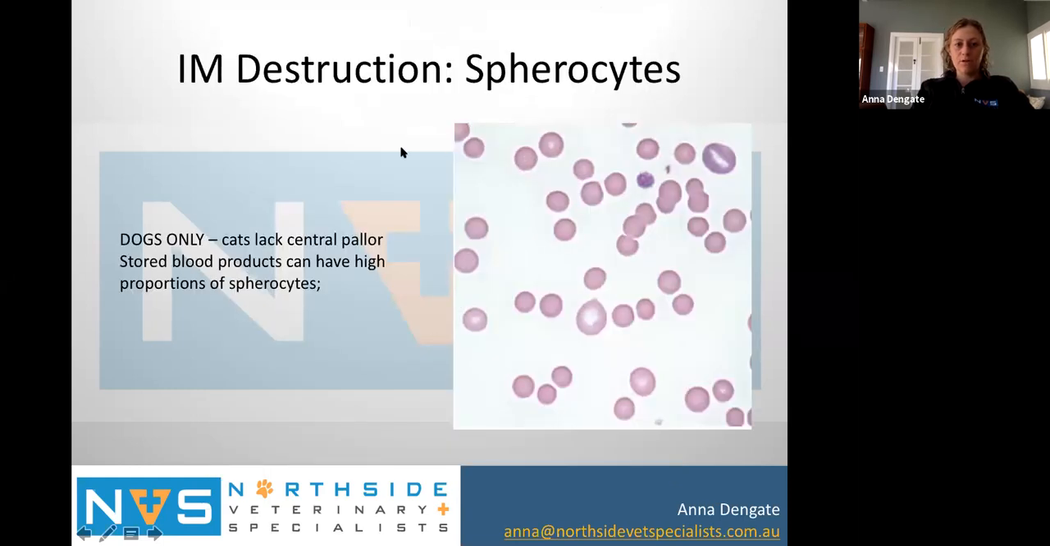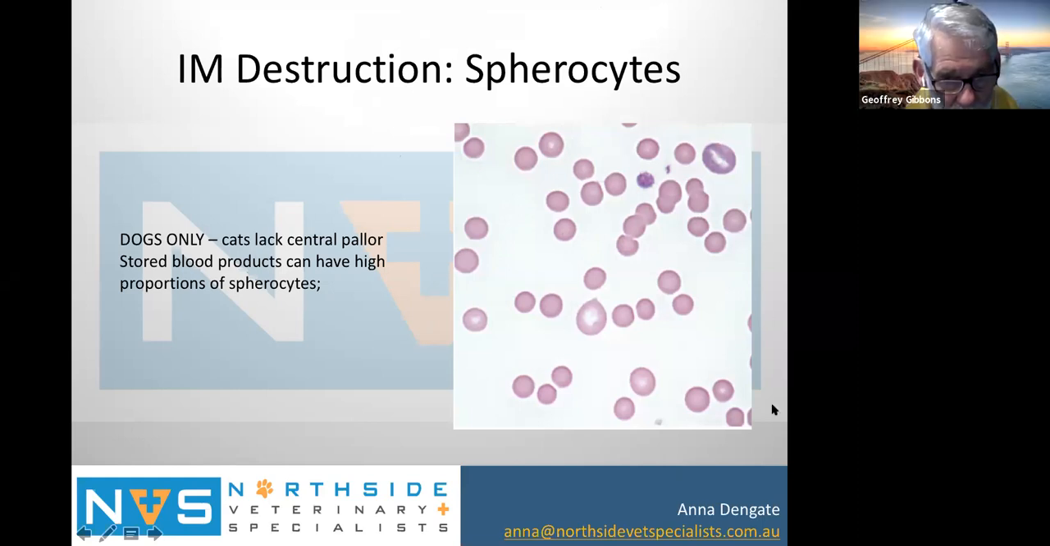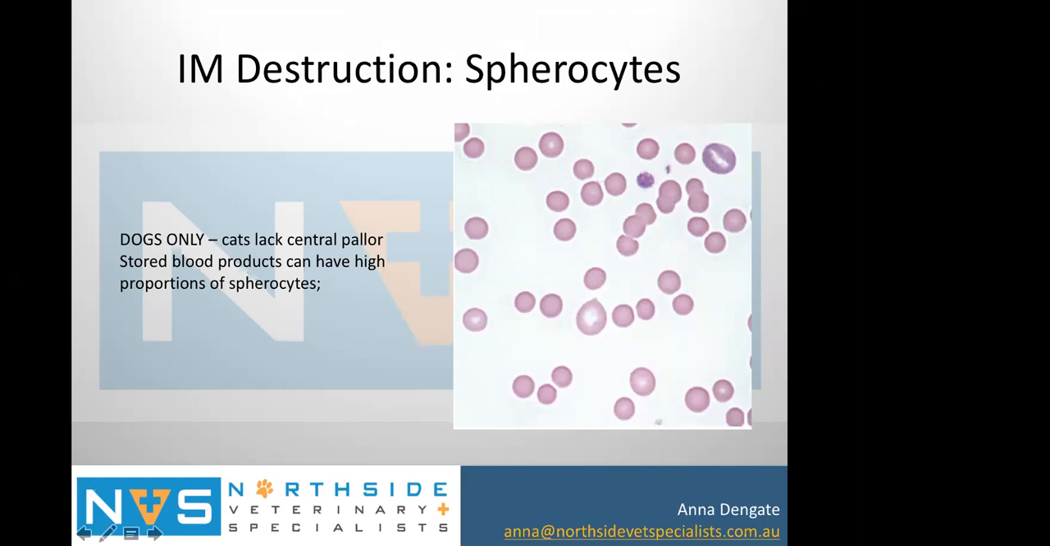So the first thing we're going to look for are spherocytes. You can't look for spherocytes in cats because they don't have the central pallor. Does everyone look at smears? Yeah, I try to. Excellent.